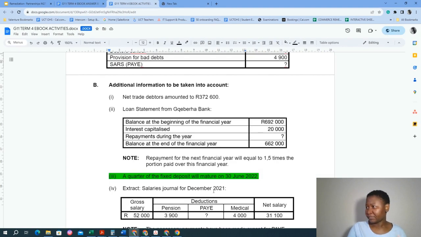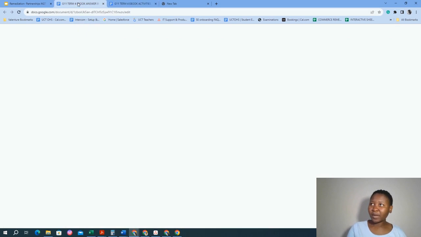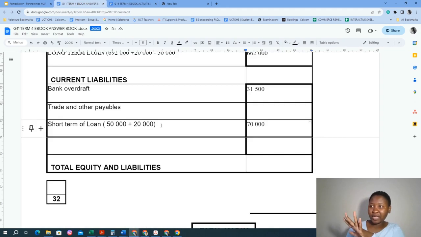Okay, I'm done. Okay, I think I missed something here. Okay, so they're saying here, I know I missed this one. They said the repayment for the next financial year will equal 1.5 times the portion paid over this financial year. Okay. So this is a very important piece of information. So it means what? Every year we pay 70,000 in terms of the loan. However, things are different this year.